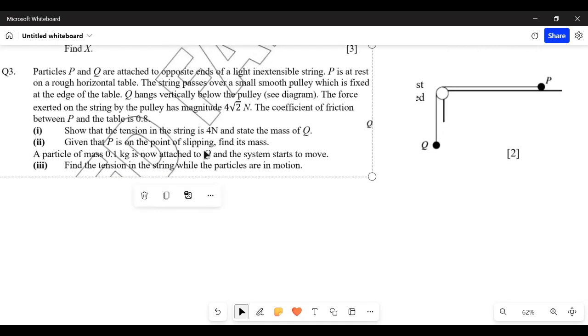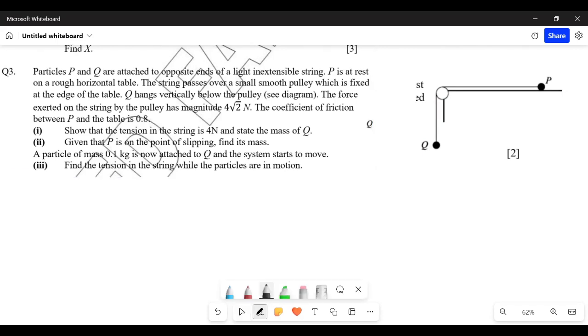Particles P and Q are attached to opposite ends of a light inextensible string. P is at rest on a rough horizontal table. It is at rest. That means its u is 0. And the surface is rough, so there's going to be a force of friction in the opposite direction to the motion. The string passes over a small, smooth pulley, which is fixed at the edge of the table. Q hangs vertically below the pulley. The force exerted on the string by the pulley has magnitude 4 under root 2 Newton.